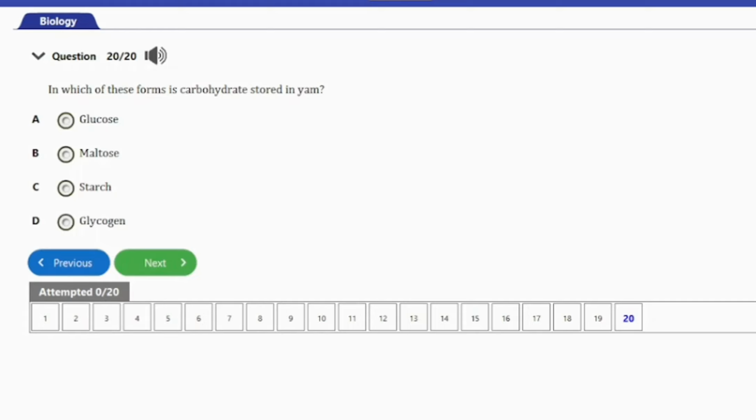It says, in which of these forms is carbohydrate stored in yam? We have A, glucose, B, maltose, C, starch, D, glycogen. So guys, carbohydrate is stored in yam as starch, and that's option C here.